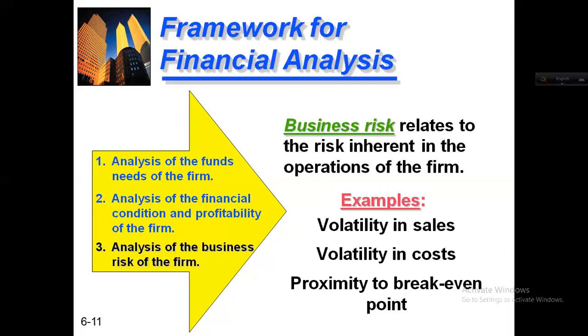And what is business risk? Business risk relates to the operating of the firm, and financial risk relates to the credibility of the firm. Okay, number one, business risk. Business risk relates to the risk inherent in the operations of the firm, and these are the examples. If firm sales are more volatile or costs are more volatile, that is ups and downs, and proximity to the break-even point, then that is an example of business risk.